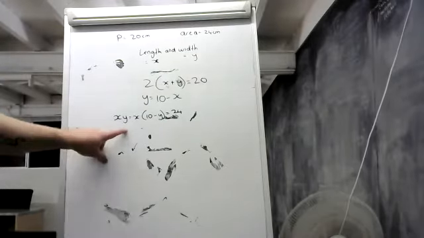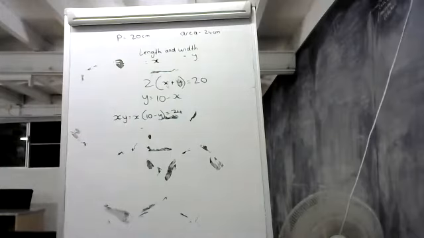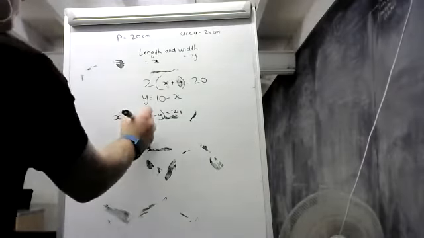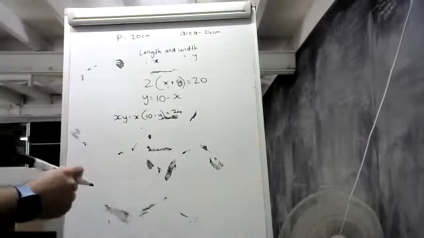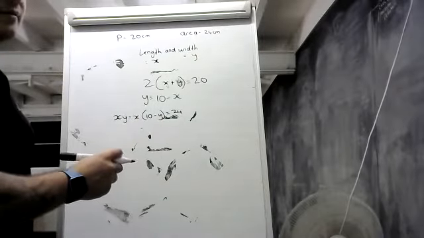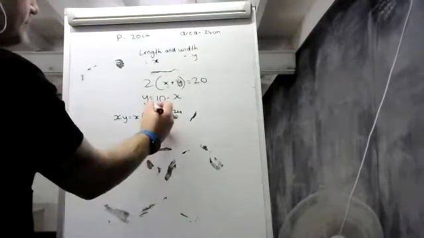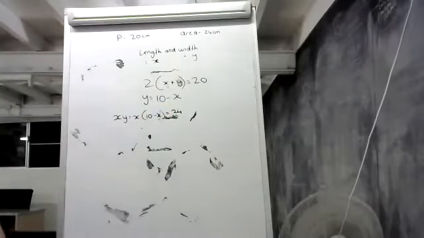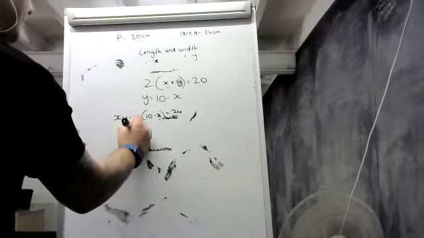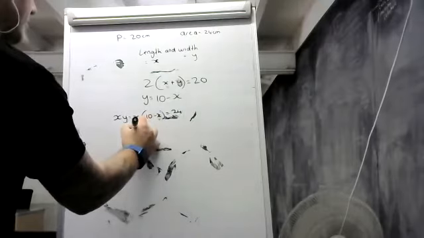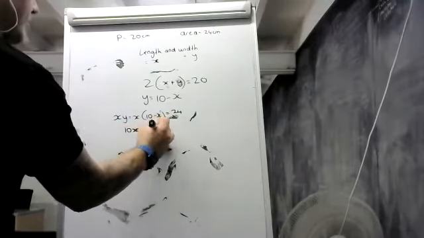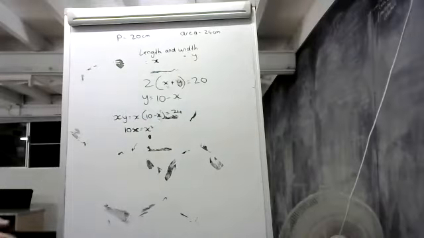And then how would we simplify this? Any ideas? We would expand this first, wouldn't we? So we'd have 10x. Sorry, that's going to be x, not y. So we would expand the brackets to be 10x minus x squared gives us 24.